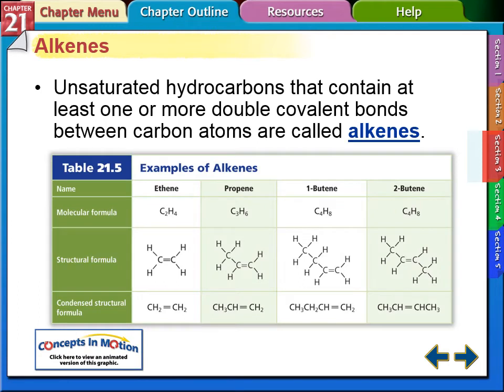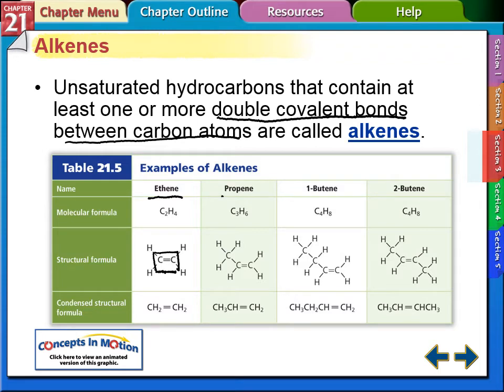Alkenes are unsaturated hydrocarbons that contain at least one or more double covalent bonds between carbon atoms. So if we find a double bond between two carbon atoms, that automatically makes that hydrocarbon an alkene. Here are some examples of alkenes. We have ethene. If you notice, ethene is an alkene that contains two carbons, and these carbons are bonded by a double bond.